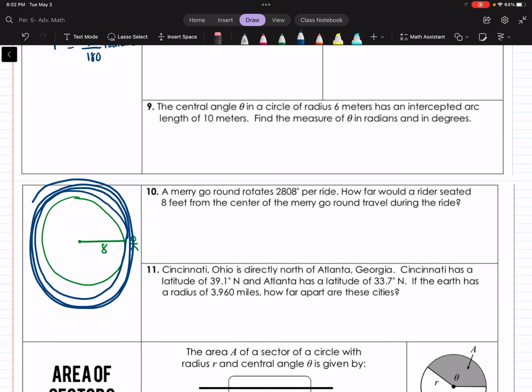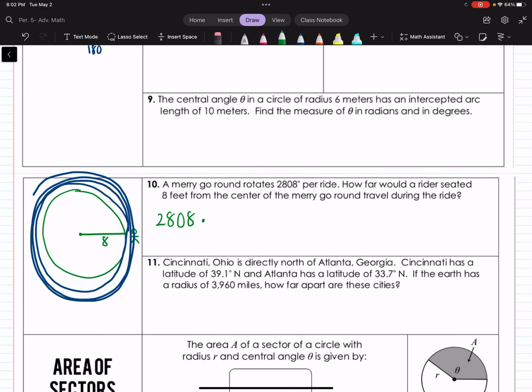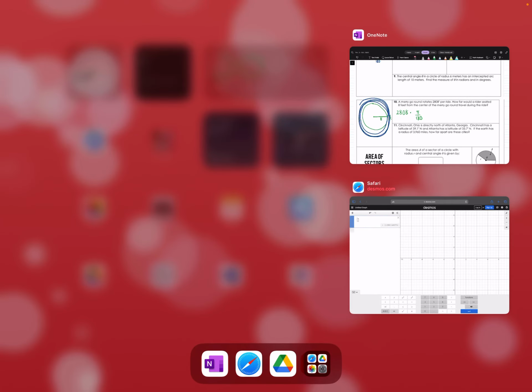So their angle will be somewhere, ending somewhere on this circumference of this circle. So the question is asking you, how far would a rider seated 8 feet from the center of the merry-go-round travel during the ride? So that's essentially asking you to find the arc length of a piece of a circle that has an angle of 2,808 degrees and a radius of 8 feet. So your first step is to convert 2,808 into radians. And to do that, remember, you multiply this angle by pi over 180. You can just type that directly onto the calculator to get your answer.